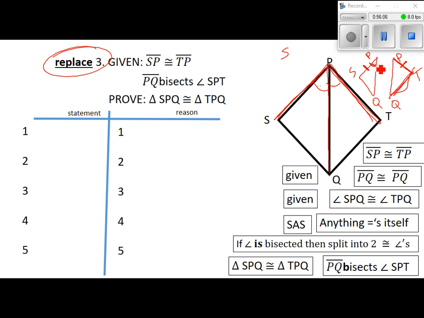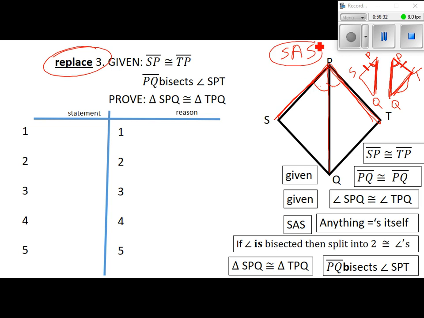Name this angle for me. SPQ. Name the other one for me. TPQ. So that's a pair of angles. Is that enough to say the two triangles are congruent? No. The middle one's the same. So segment PQ is congruent to segment PQ. Why? Anything equals itself. So that's another pair of sides. Is that enough to say the two triangles are congruent? Yeah.